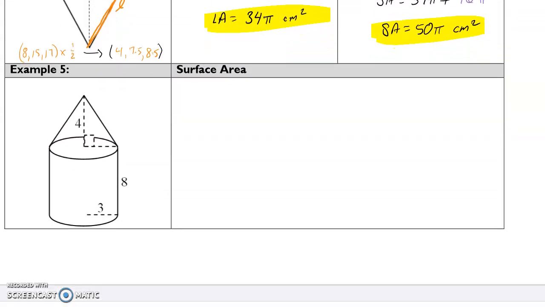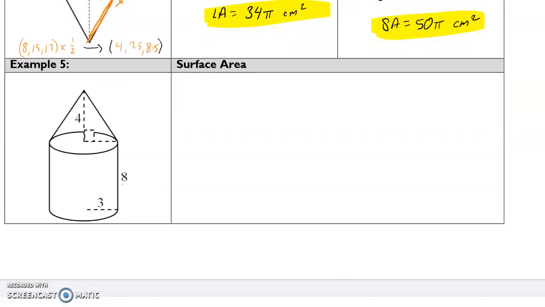Alright, so real quick with example 5, remember we talked about this. Surface area is only the surface that you can touch. So while this is a cone, for my cone I cannot touch the base. I only want the lateral area. And for my cylinder, it does have this base on the bottom here that I can touch, but I can't touch the base on the top.